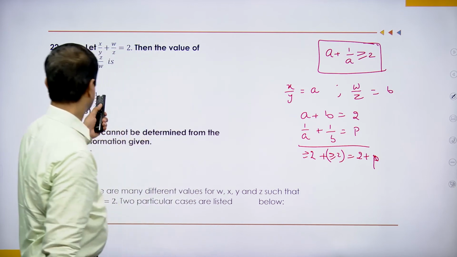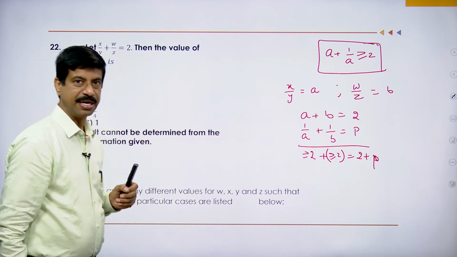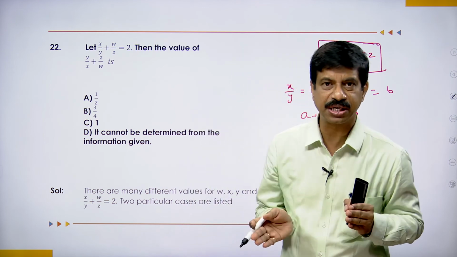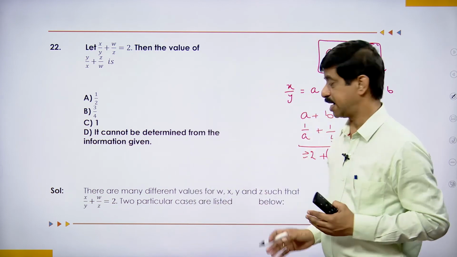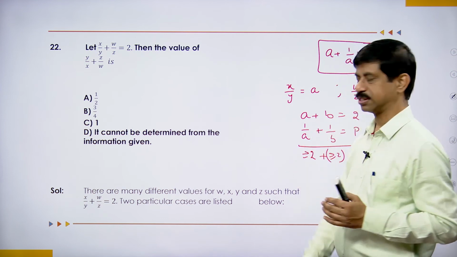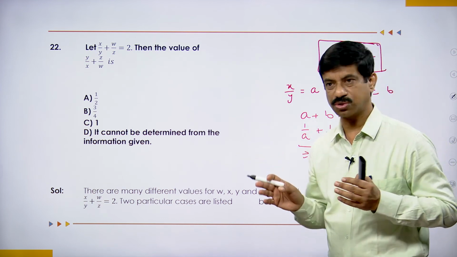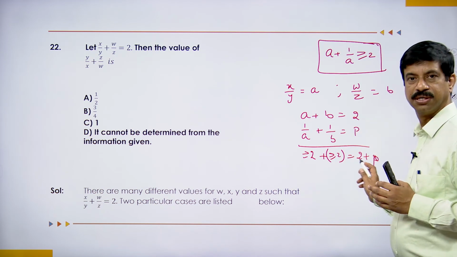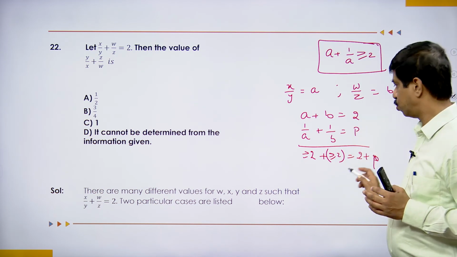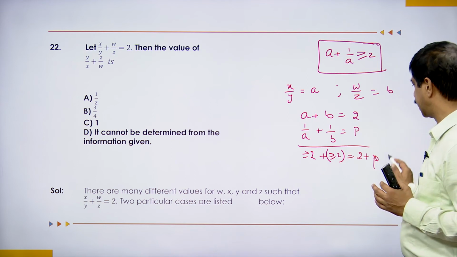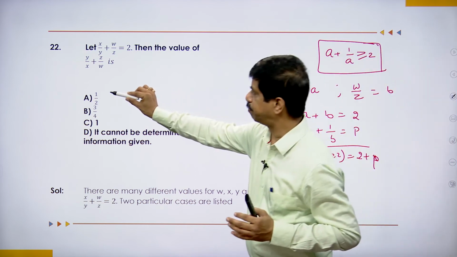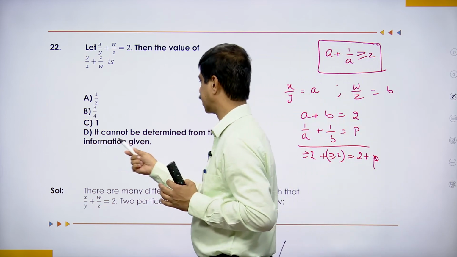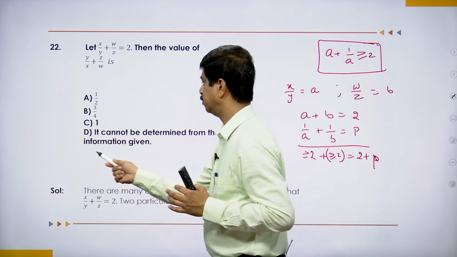So is there any inequation here? That means there cannot be a certainty with which we can state this p equal to this. It's very difficult for us to tell. You see, on the left side they are inequations, on the right side this is a simple numerical. So it's not that easy for us to tell the exact value of p. Therefore, what I'll say is it cannot be determined from the information given.